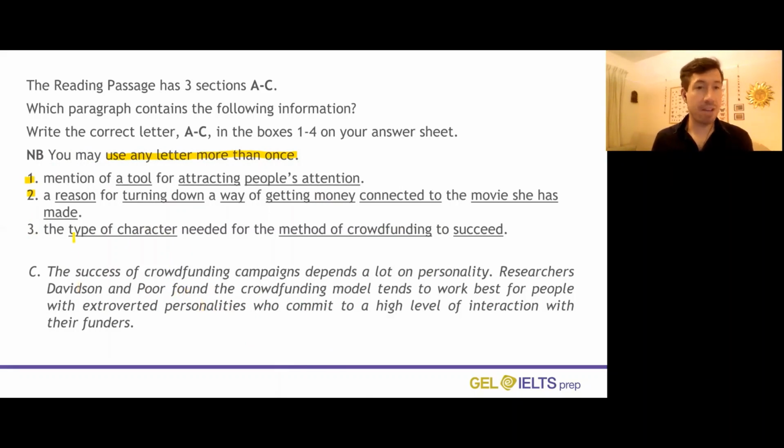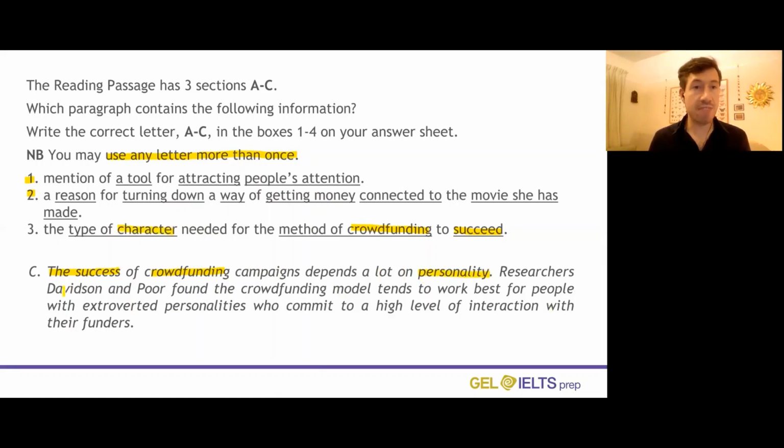But let's see why. Well, we've got type of character needed for the method of crowdfunding to succeed, so we're looking for the keywords. We've got succeed here, and we've got the success here of crowdfunding. Now, crowdfunding is one of those words, especially when it's the main topic of the thing you're reading, that won't have a synonym. So you'll just see it appear again and again throughout the article. So the success of crowdfunding campaigns depends a lot on personality, so character.